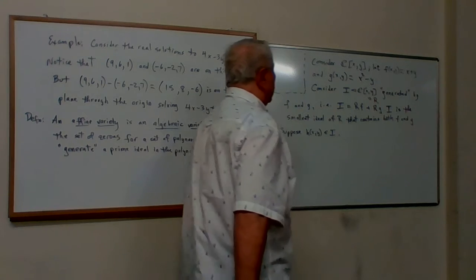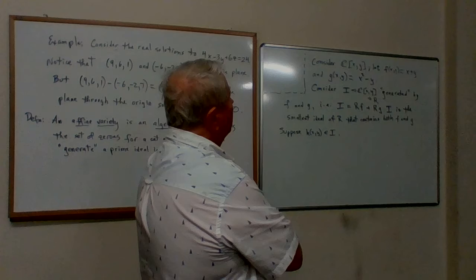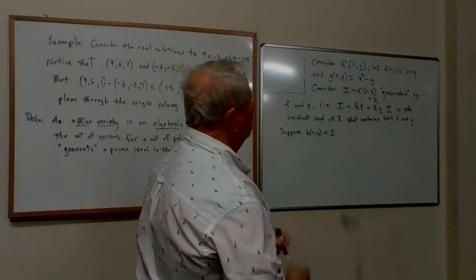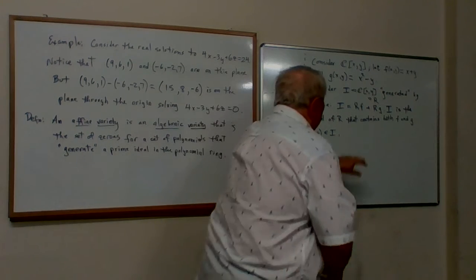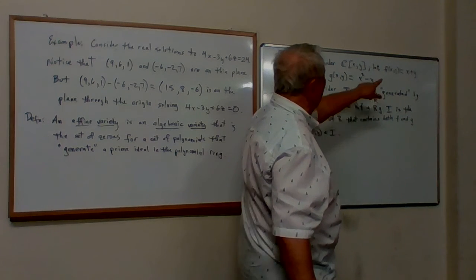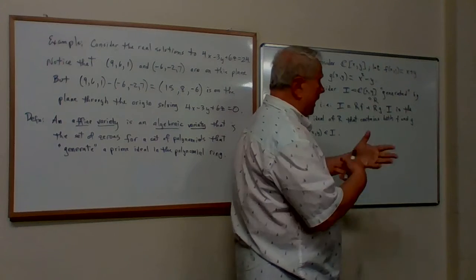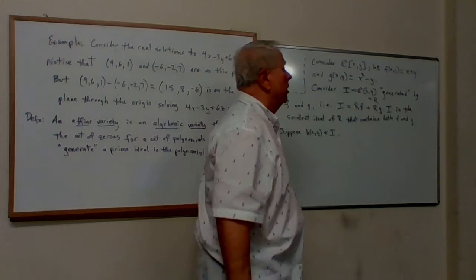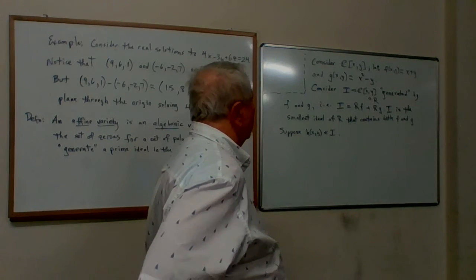Well, in order for h of x,y to be an element in the ideal generated by those two polynomials, it's got to be either in here or in here. In other words, it has to have f as a factor, or it has to have g as a factor. It can have both of them as a factor, but it has to have one or the other as a factor.